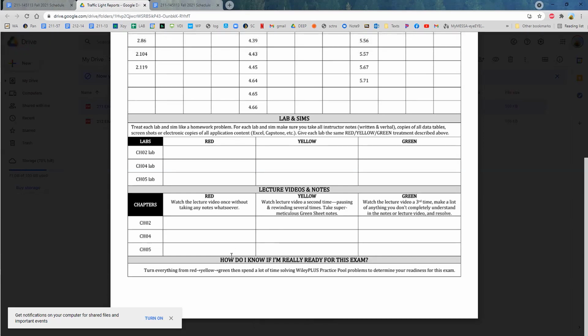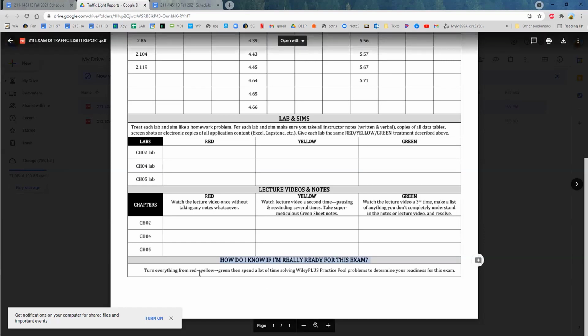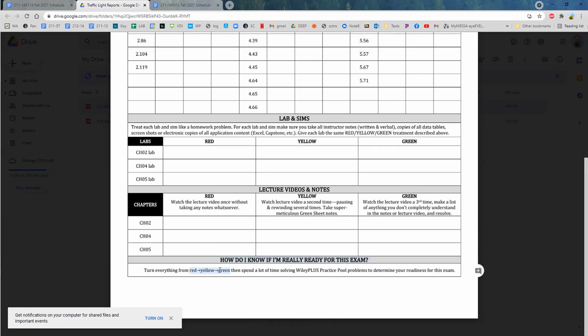And at the end of the day, this is your review session. How do you know if you're really ready for this exam? Turn everything from red to yellow to green, and then you start solving random problems, which I will make available to you via Wiley Plus. So if you do all of the right things, everything's red, yellow, green, and you really digested this, you should be able to solve pretty much most, if not all, of these practice pool problems.